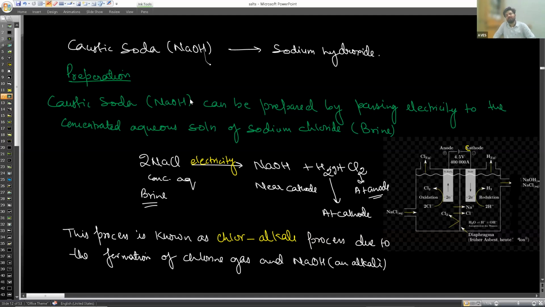So how is caustic soda prepared? It is prepared by passing electricity through brine. We done?